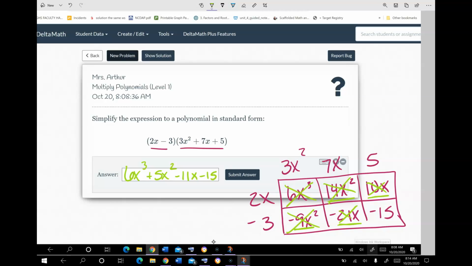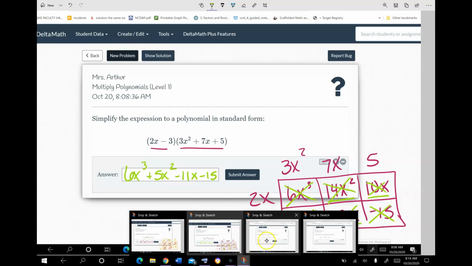Now, if you're having issues combining the like terms, you can use a calculator, okay, or you can use Desmos, okay. You can type 14 minus 9. You have to leave the variables out, but all you're doing when you're pulling stuff out of the box is adding the coefficients, okay? All right, and that would be your answer for this one.